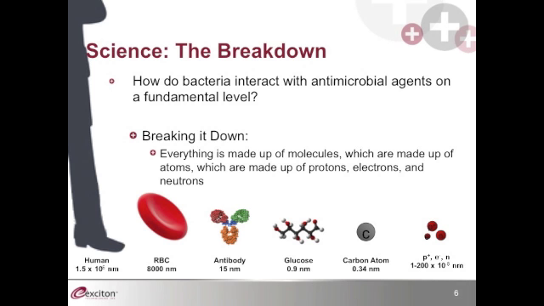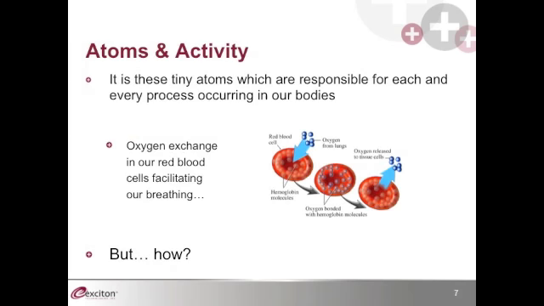We do this by first understanding that humans and bacteria alike are made of very small components or molecules, and these molecules are themselves made up of even smaller components or atoms. And these atoms are made up of protons, electrons, and neutrons. It is these tiny atoms and their electrons which are responsible, on the most basic level, for each and every vital pathway, from oxygen exchange in our red blood cells, crucial for our every breath, to mechanisms of antimicrobial activity.